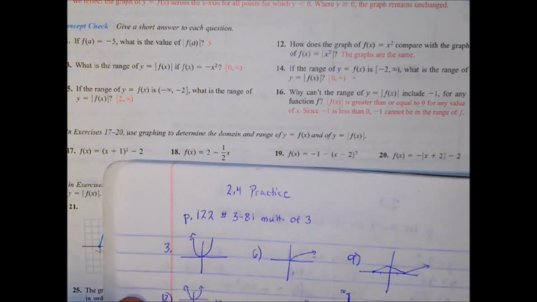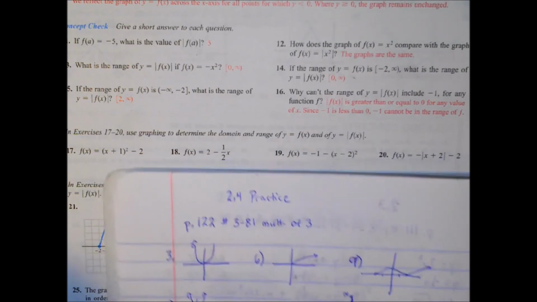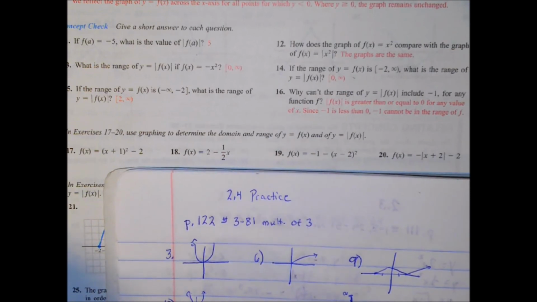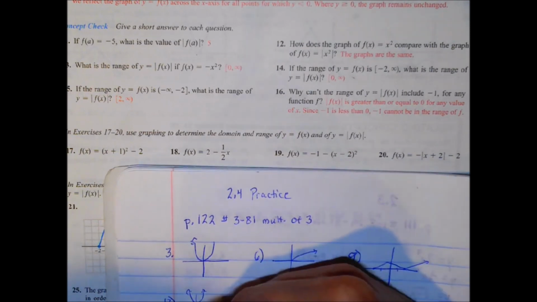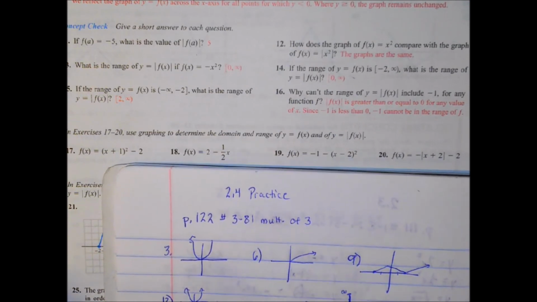Number 18. We want the domain and range of that and of the absolute value of that. Okay. Number 18. Y-intercept is 2. Slope is -1/2, so it goes down 1 over 2. You can also use Desmos to graph that if you need to. Okay, so there's our graph. Our domain of this is going to be all these x's, okay, all real values. And the range, all these y's and all these y's. So the range is also all real numbers.